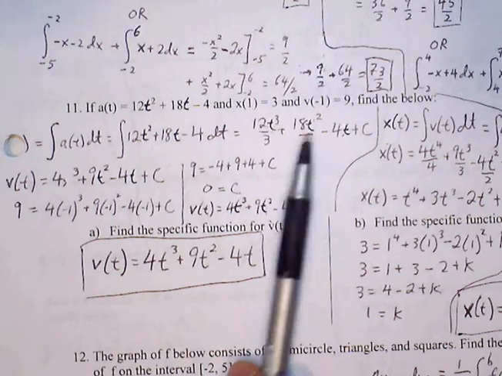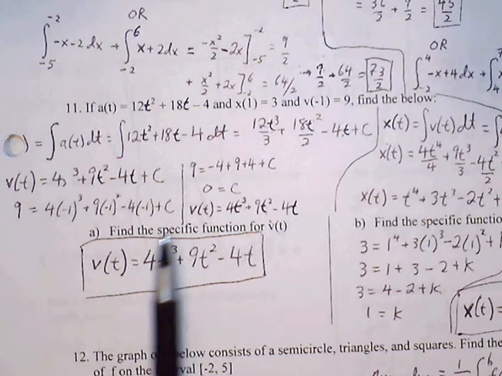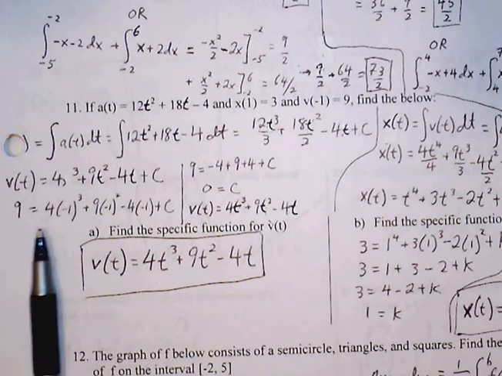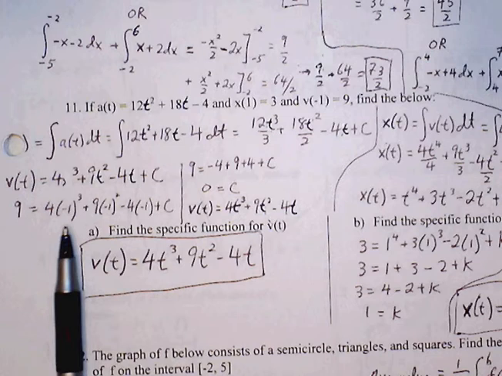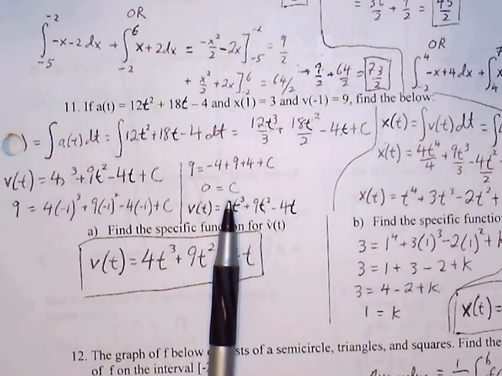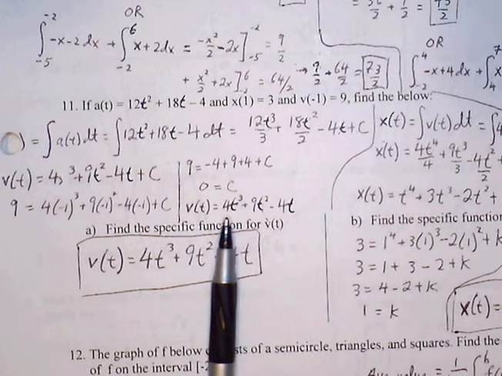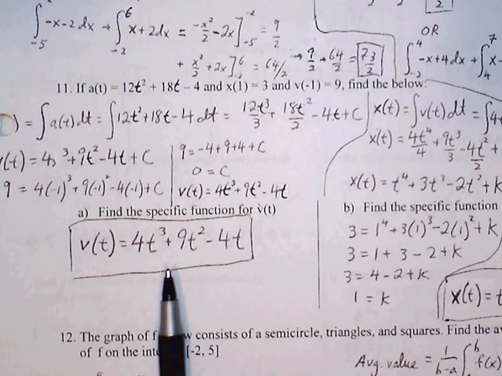Okay. Simply use the ordered pair from v of t to plug in. Plug 9 in for v of t, plug in -1 for t, and we're going to go through and solve for c. When we solve for c, we're going to get 0. And so that's going to give us a specific solution of 4t cubed plus 9t squared minus 4t.